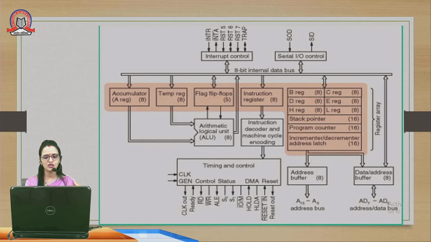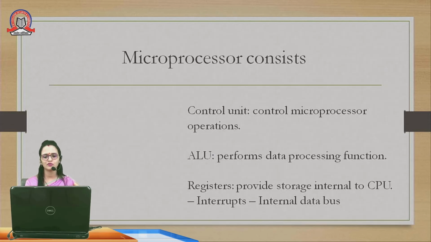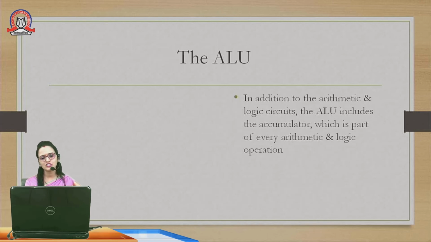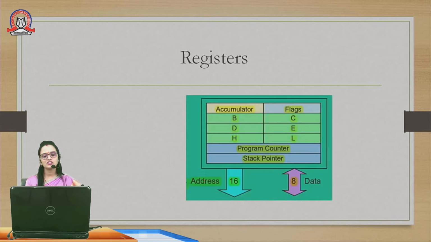There will be lots of activity and lots of instructions. We will just go through that. The microprocessor consists of the control unit, which controls microprocessor operations, the ALU, which performs data operation functions, and registers, which provide storage for information. The ALU is the arithmetic and logic circuit. We do lots of activity, arithmetic operations like plus, minus, division and so on. And we have to see the registers: the accumulator and flags, a combination of both.